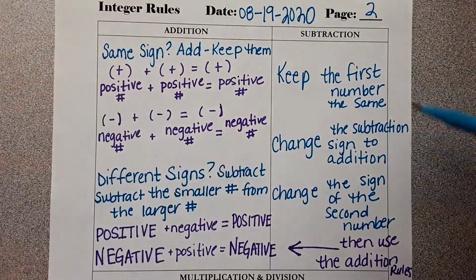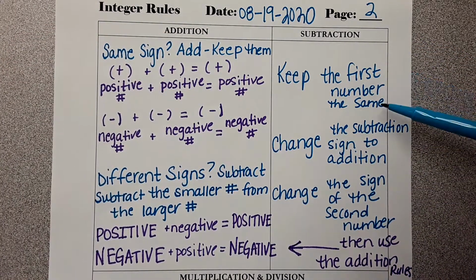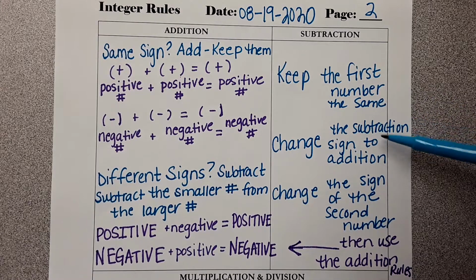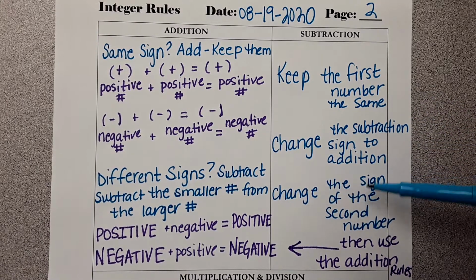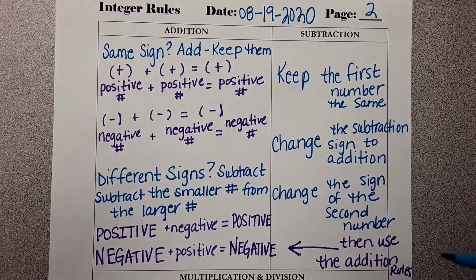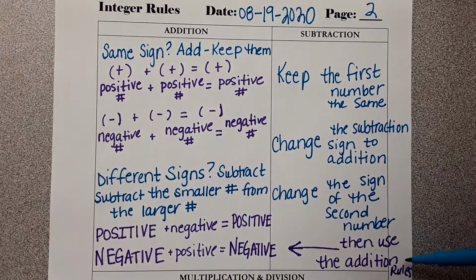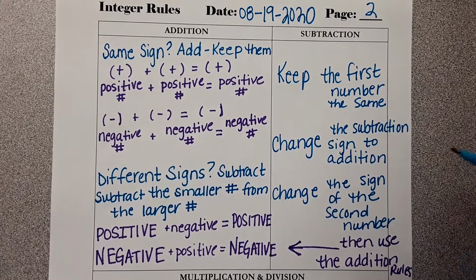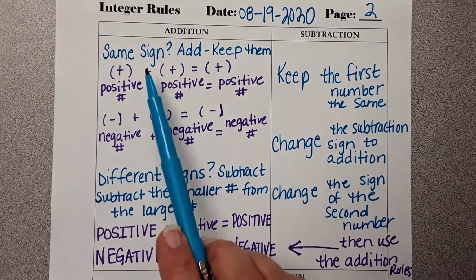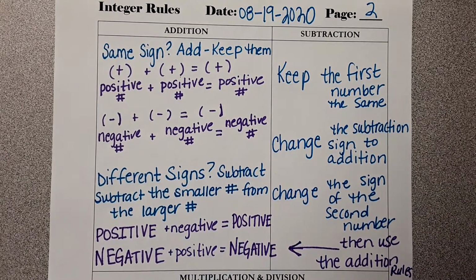For the subtraction rules, you keep the first number the same, change the second sign to addition, and change the sign of the second number. If the sign of the second number was positive, you would make it negative. If it was negative, you'd make it positive. Then you would follow the addition rules. So you would ask yourself, in the new problem, do the numbers have the same sign or different signs?